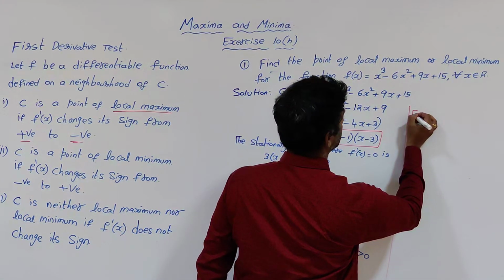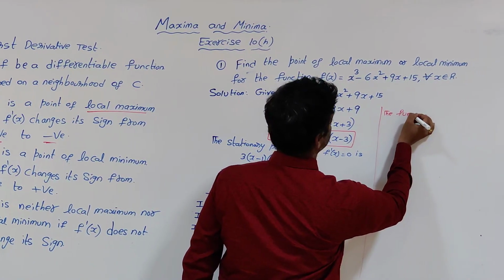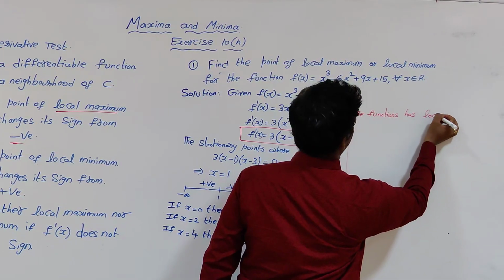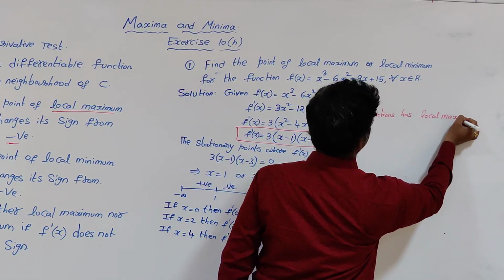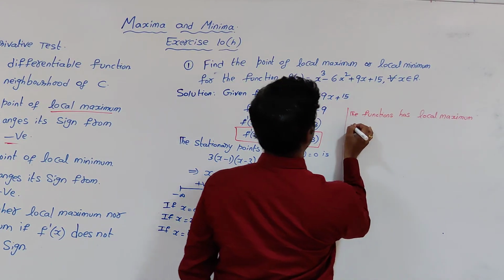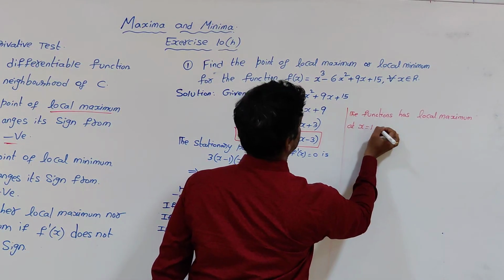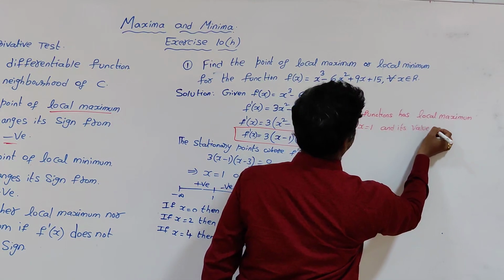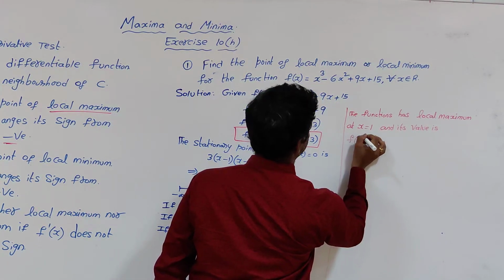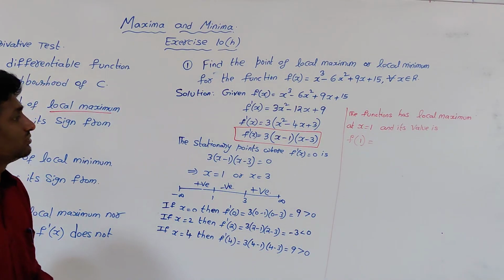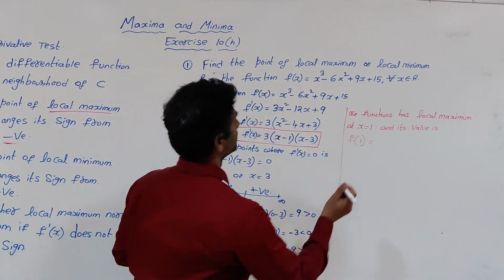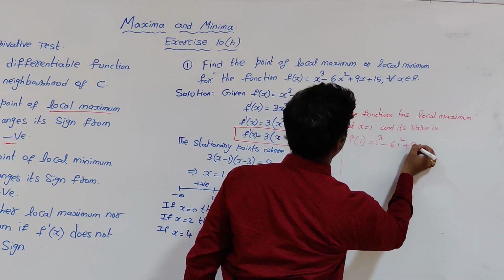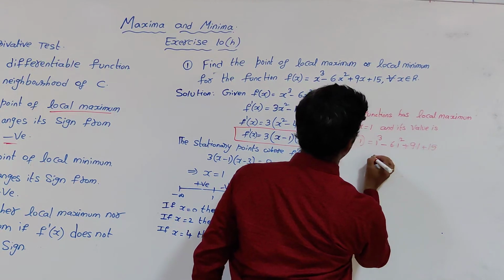So the function has a local maximum at x is equal to 1 and its value is f of 1. Now what is f of 1? Substitute in the function: 1 cube minus 6 into 1 square plus 9 into 1 plus 15. So what will it be?